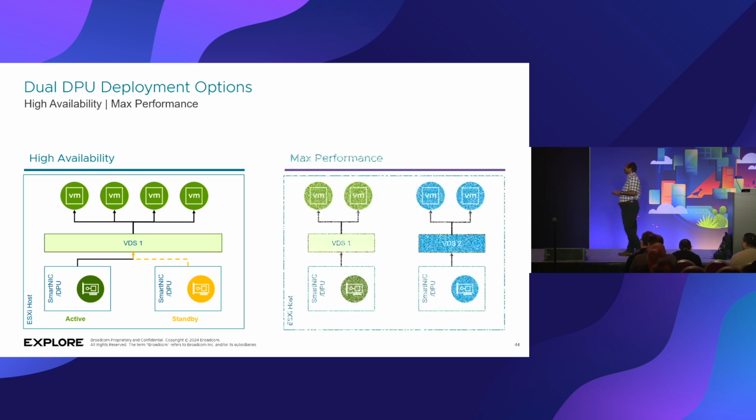The other mode is to go with two different VDSs, because those are two distinct entities. And then, from a performance point of view, in this case you maximize the throughput available for both the DPUs. Yeah, you could be running different workloads too on those two DPUs.